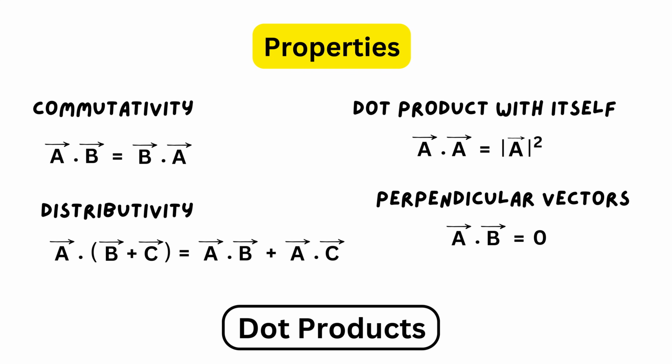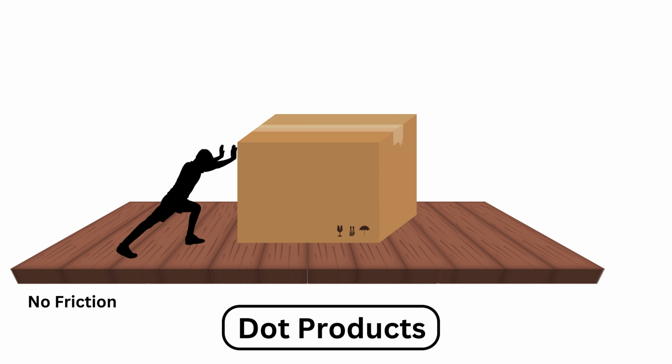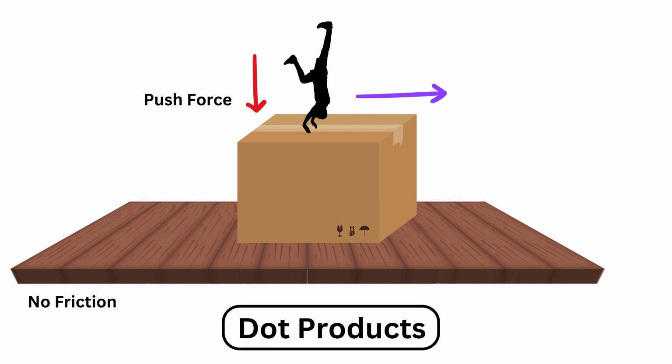Imagine you're pushing a heavy box across the floor. The goal is to move it forward, but what if you're not pushing perfectly straight? If you push directly forward, all of your force goes into moving the box. If you push at an angle, only part of your force helps move the box forward, the rest just presses down on it or wastes energy. If you push straight down, the box doesn't move at all. This is exactly what the dot product tells us. It measures how much of your force actually contributes to movement in the intended direction.